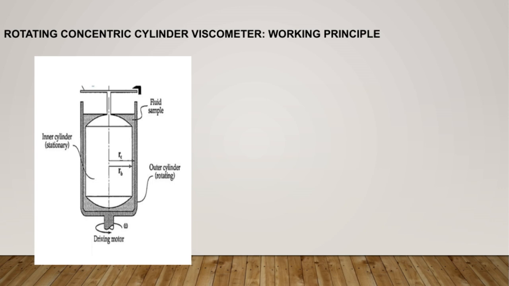By measuring the torque required to rotate the inner cylinder at a specific speed, we can determine the fluid's viscosity accurately. This method is especially useful because it mimics real-world flow conditions and provides consistent, reproducible results. Throughout this presentation, understanding this principle helps us appreciate how viscosity measurements are performed in practical applications.